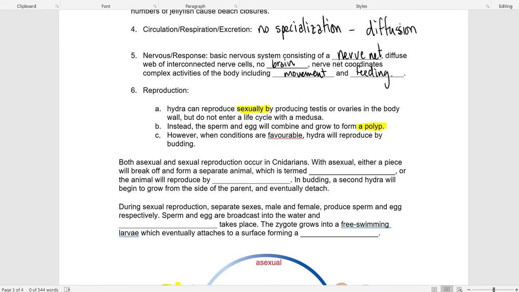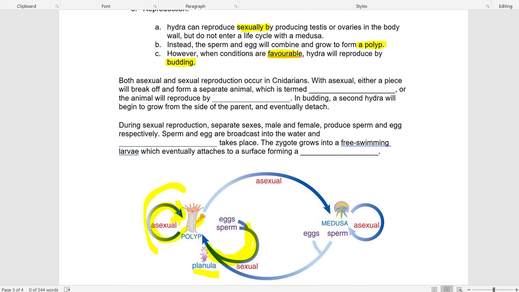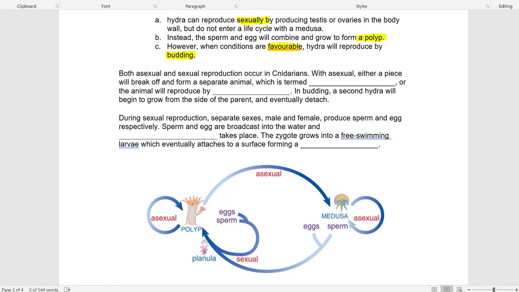Okay, so when conditions are favorable, Hydra will reproduce by budding. Favorable means there are lots of nutrients, lots of space and habitat, and then asexual reproduction is fast and quick, right? So you can reproduce lots in good times, but in harsher times, you rely on sexual reproduction. That creates genetic diversity, but it's a little bit slower and has less chance of success, right? Because you're broadcasting these eggs and sperm out into the aquatic environment, so there's less chance of them meeting.